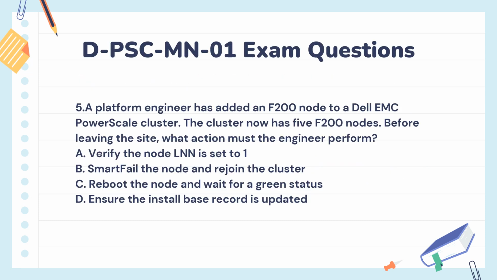A platform engineer has added an F200 node to a Dell EMC PowerScale cluster. The cluster now has 5 F200 nodes. Before leaving the site, what action must the engineer perform? A. Verify the node LNN is set to 1. B. Smart fail the node and rejoin the cluster. C. Reboot the node and wait for a green status. D. Ensure the install base record is updated.